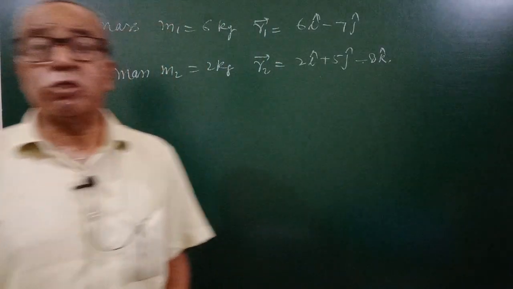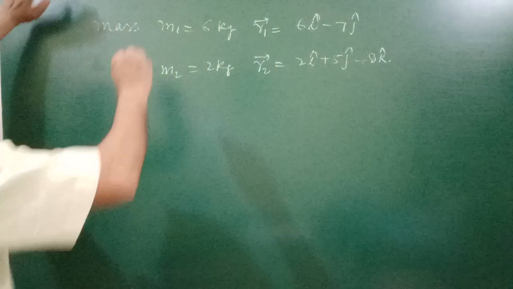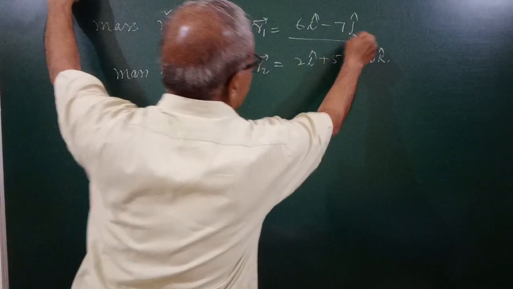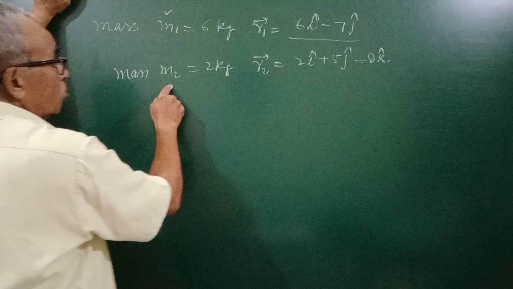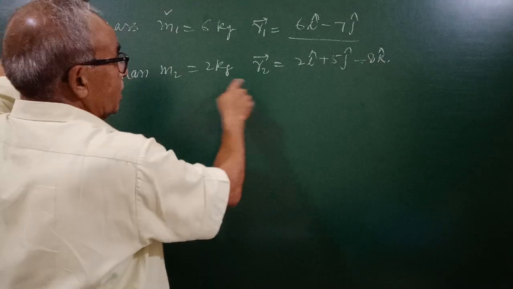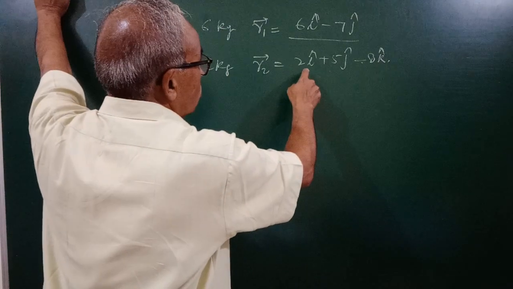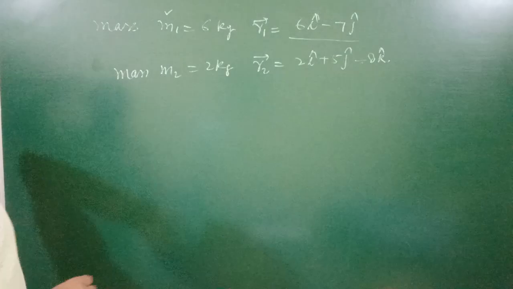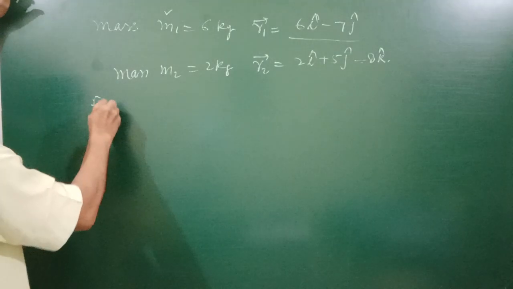Yes, dear friend, here is a question. Mass M1 is at position 6i cap minus 7j cap. Mass M2 equal to 2 kg is at position R2, 2i cap plus 5j cap minus 8k cap.